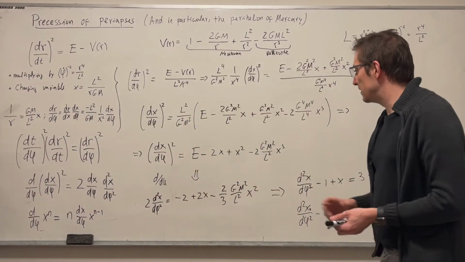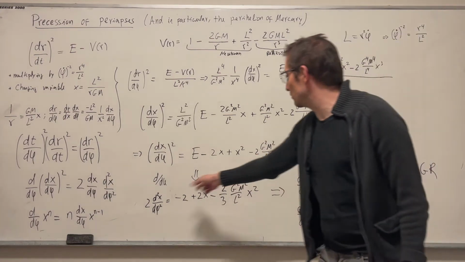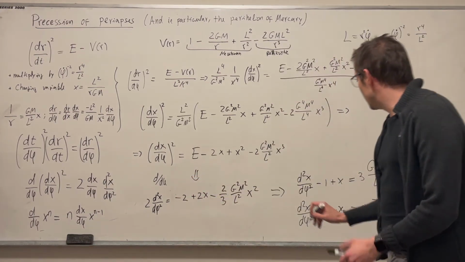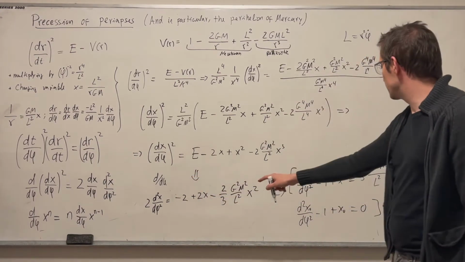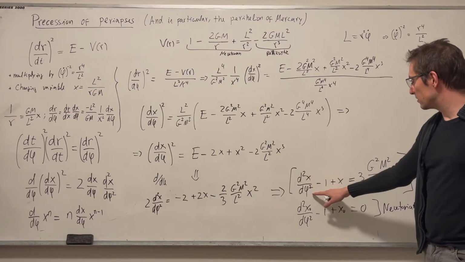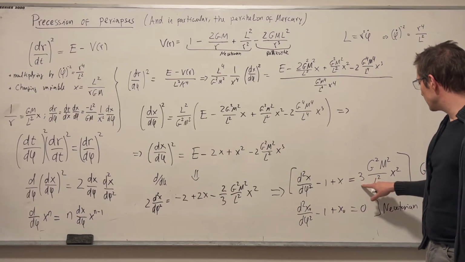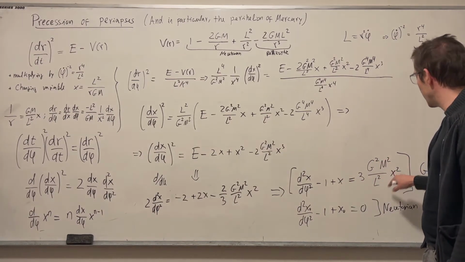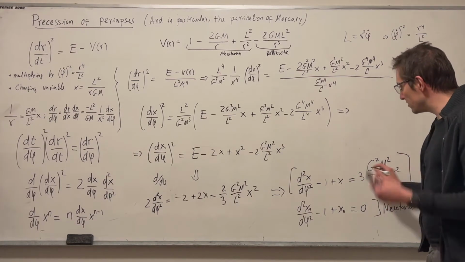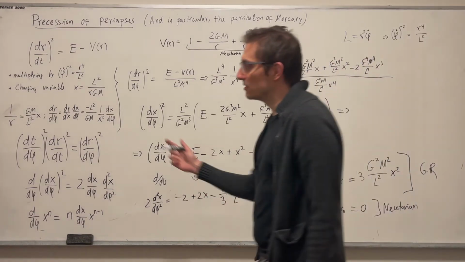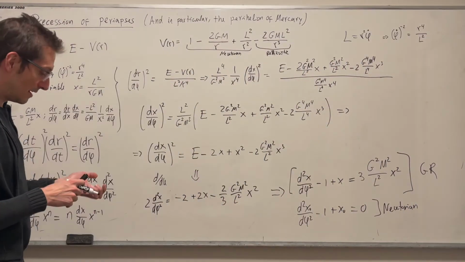All right, but this equation can be simplified. Factors of 2 can fall everywhere, and it yields this equation after simplifying: the second derivative of x with respect to phi, minus 1 plus x, equals 3 times G squared M squared over L squared, times x squared. And this is indeed the equation that the orbits will satisfy in general relativity.